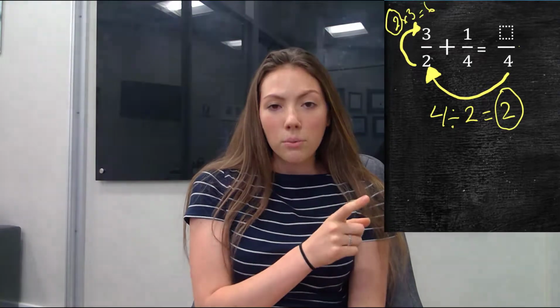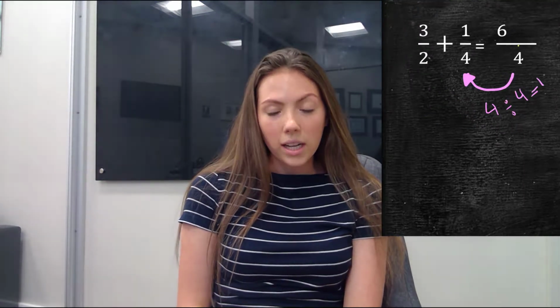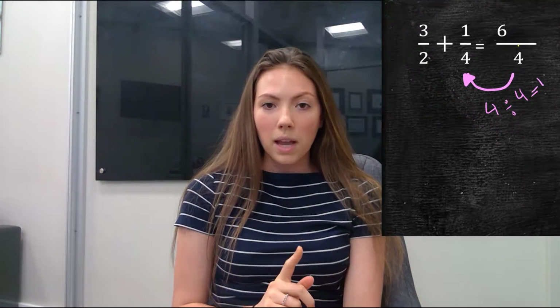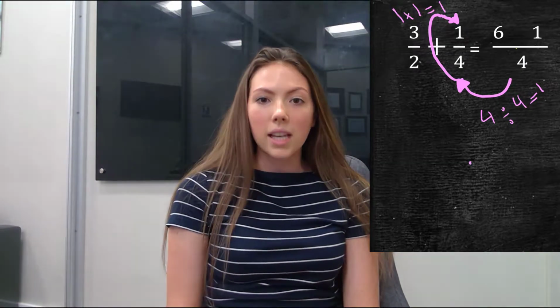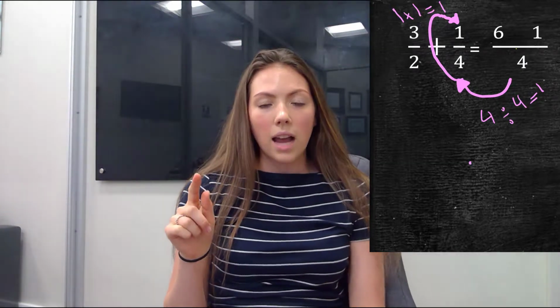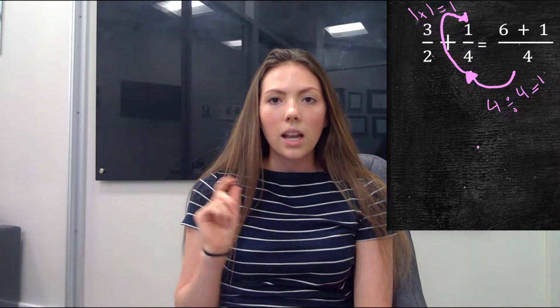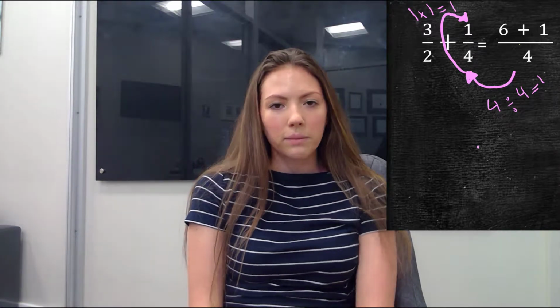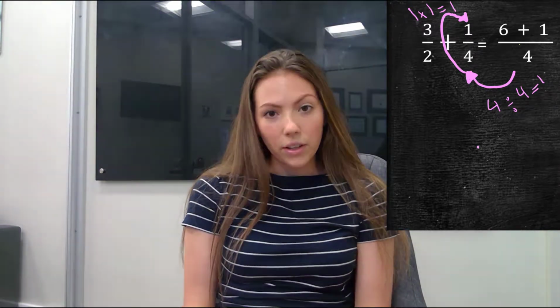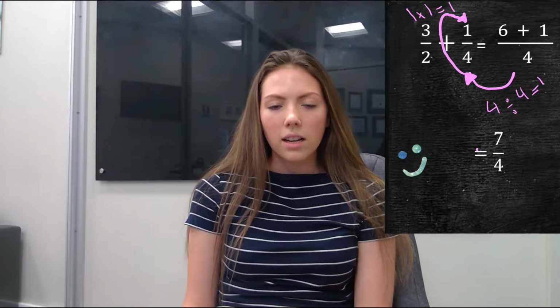Which equals 2, multiply it by the numerator, 3, 6, and then do it the same for the other fractions. So 4 divided by 4 is 1, multiplied by 1 is 1, so 6, and then add the sign, plus 1 over 4. So this is 7 over 4, and that's your answer.